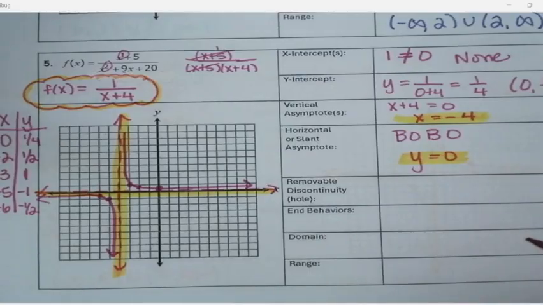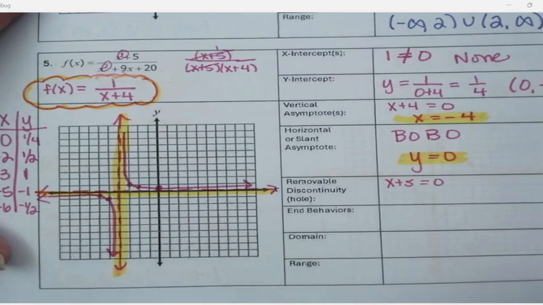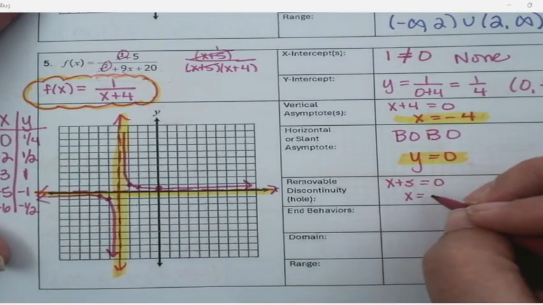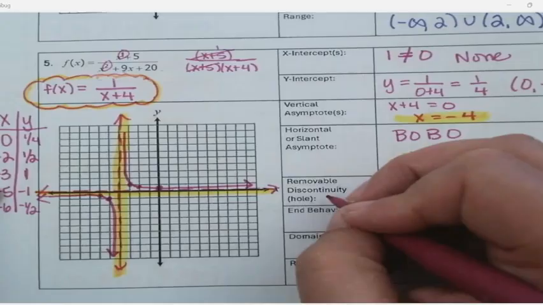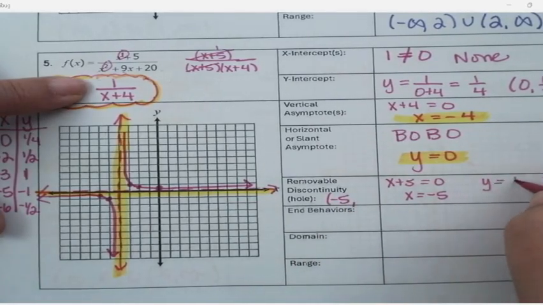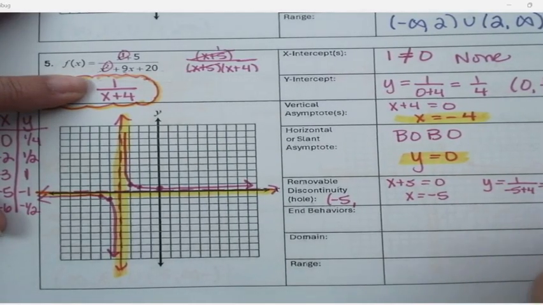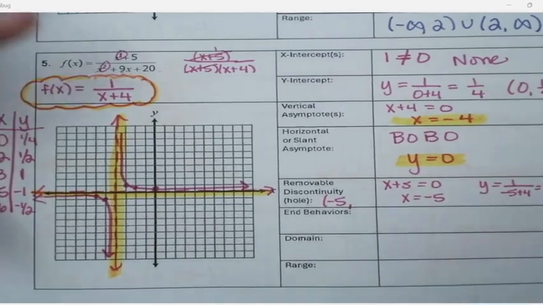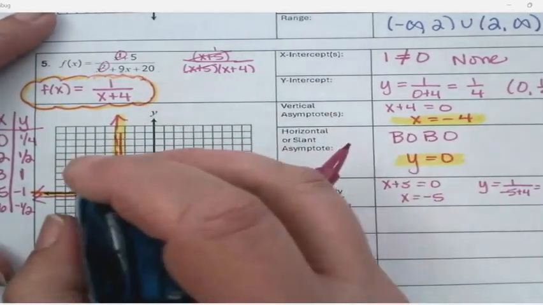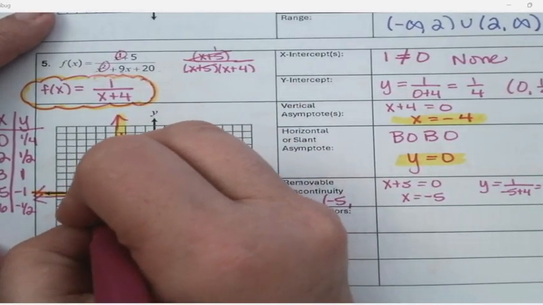Oh, I got to find my hole though. I didn't find my hole. I went straight to doing end behavior. Okay, did I cancel something out? What did I cancel out? X plus 5. So x plus 5 equals 0. I set what I canceled out equal to 0. So x equals negative 5. Oh, that's going to be where my hole is. Negative 5. I get y equals 1 over negative 5 plus 4, which is 1 over negative 1. So we already know that's negative 1. I already found it. I got to go back here and fix this. This is where my hole is.